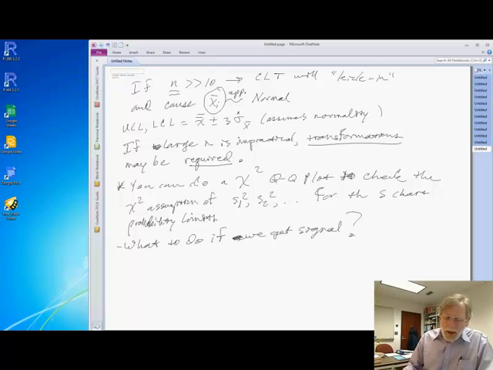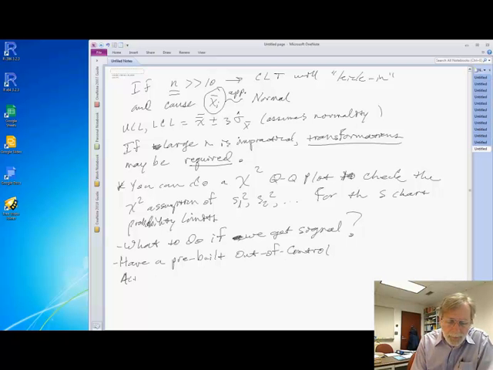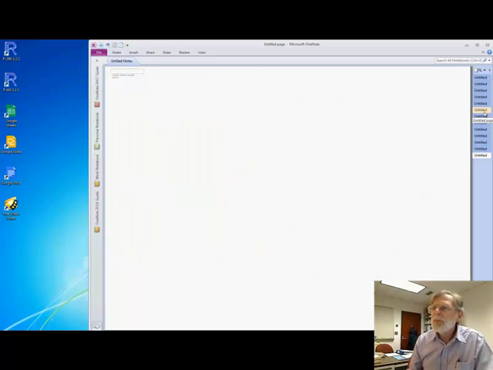And you say, glad you asked. What you've got to do is have a pre-built out of control action plan. Or OCAP. So what's that? It's also called a reaction plan.